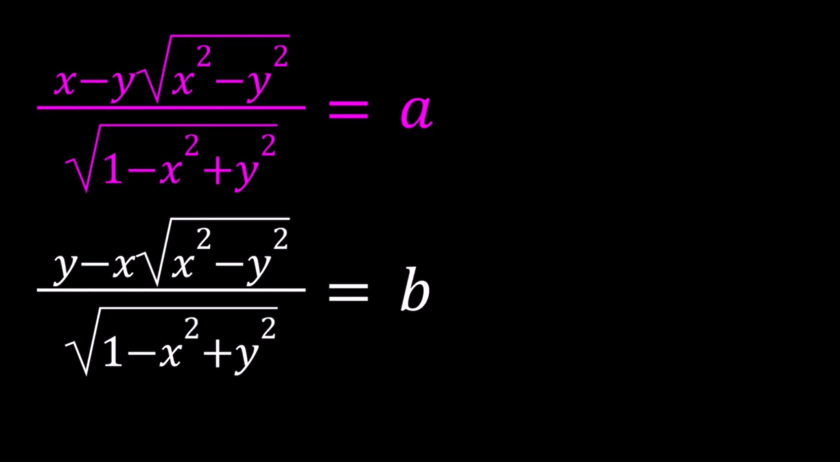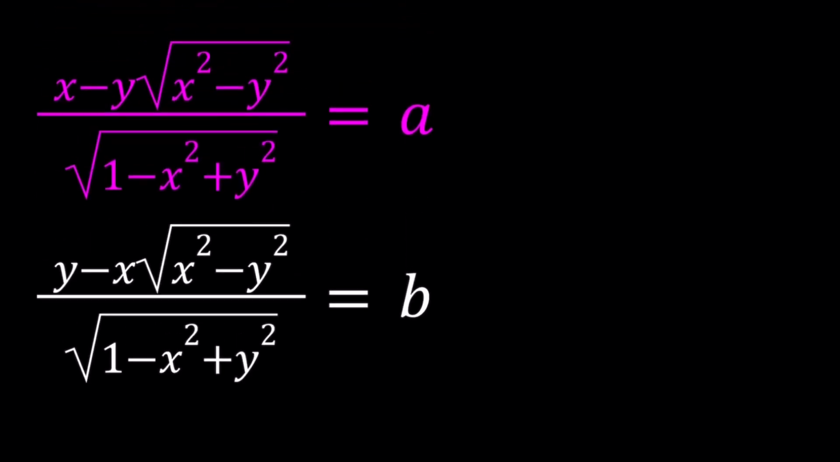One of them is x minus y times the square root of x squared minus y squared divided by the square root of 1 minus x squared plus y squared. That equals a. And you got the other fraction where the x and y are kind of switched around, and that is equal to b. A and b are constants. So we're going to go ahead and solve for x and y in terms of a and b. We're going to do a lot of work, so let's get started.